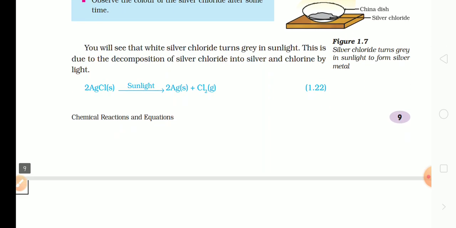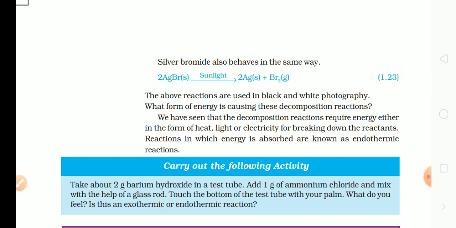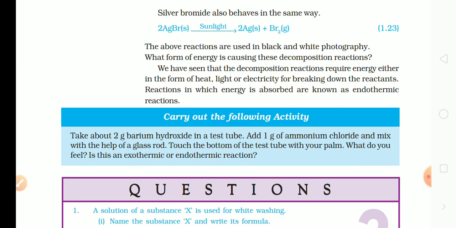So we have studied types of decomposition reactions. In fact, we have seen only 3 kinds of decomposition reaction. First one is thermal decomposition, where the agent is heat, second one is electrolysis, where the agent is electricity, and third one is photo decomposition, where the agent is light.